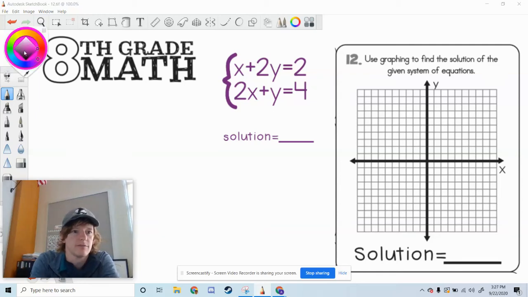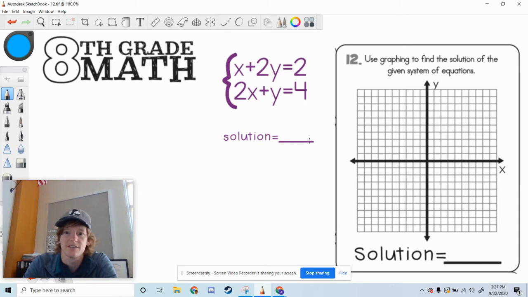All right, number 12, we need to use graphing to find the solution of the given system of equations. So we have two equations, we have two lines. I know they're lines because there's an x and a y and there's no exponents on these. So these are lines. We could rearrange these. We could subtract x and then divide everything by 2, and we would have this in slope-intercept form.